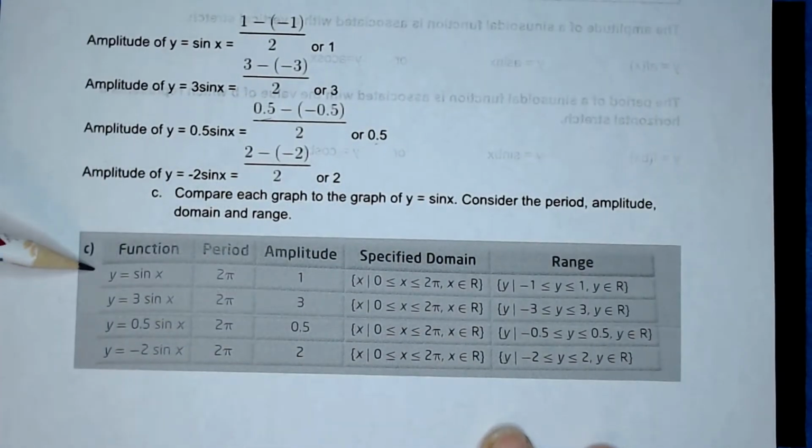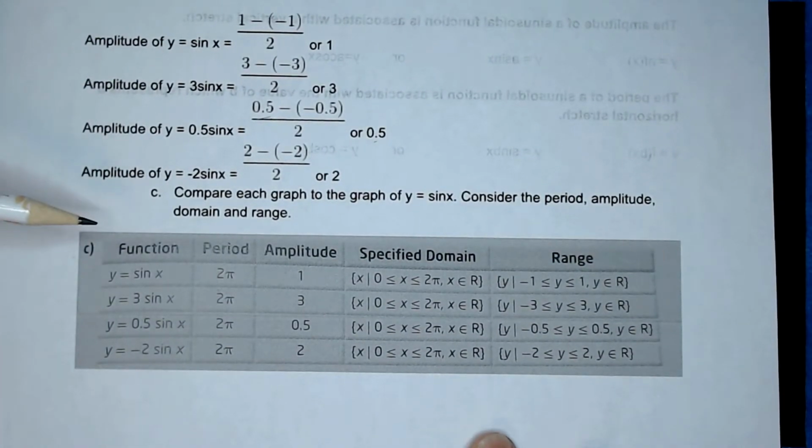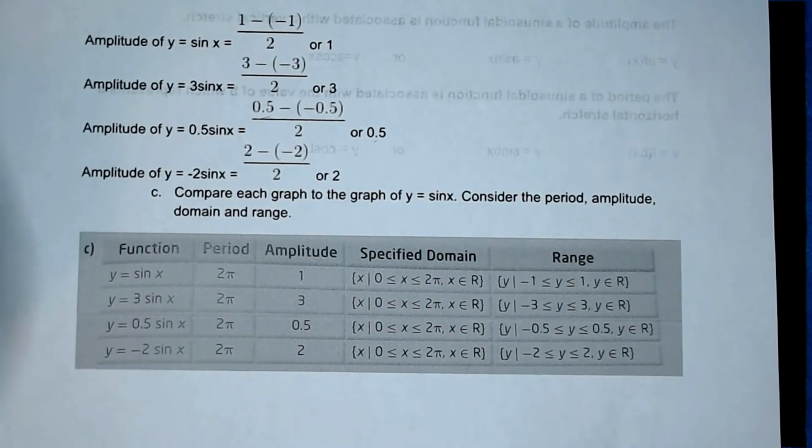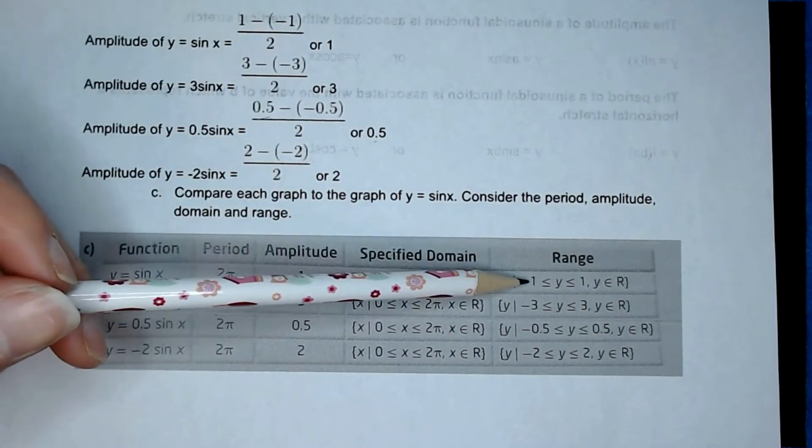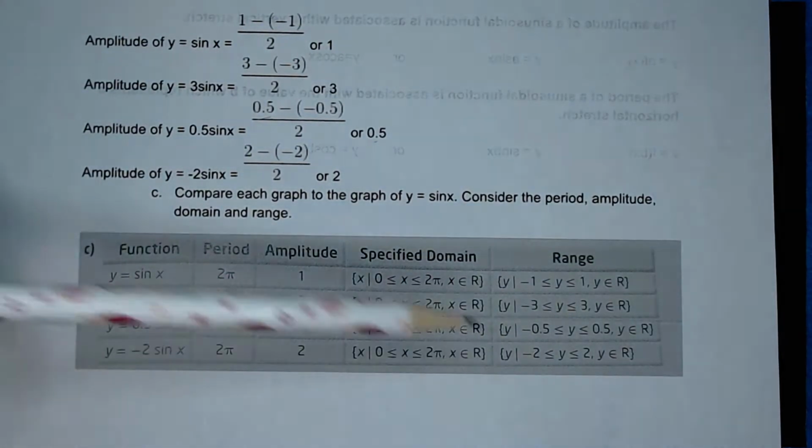In the bottom here, there's a comparison of the graphs in relation to the y equals sine x graph. You can just look that over yourselves and see where the differences are. Notice how the changes to the a value affect the range that's given at the end.